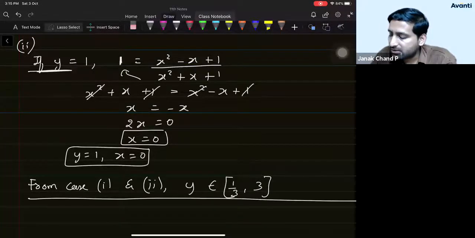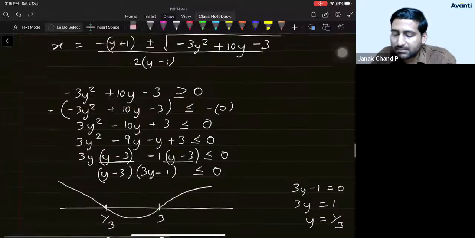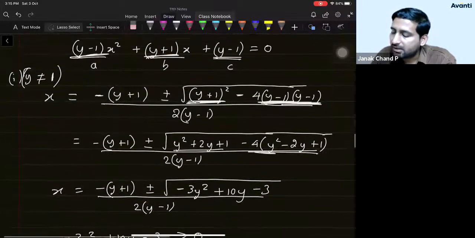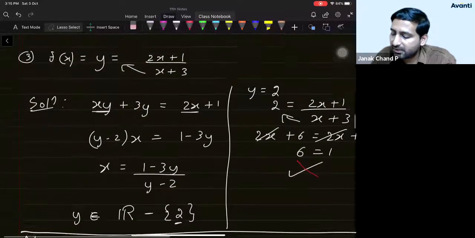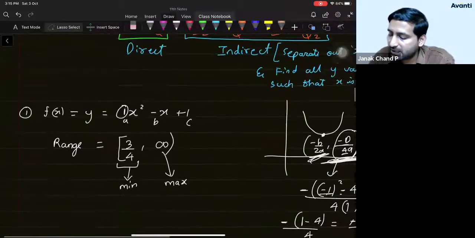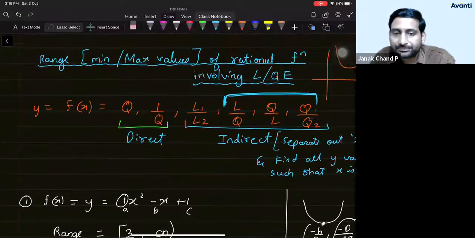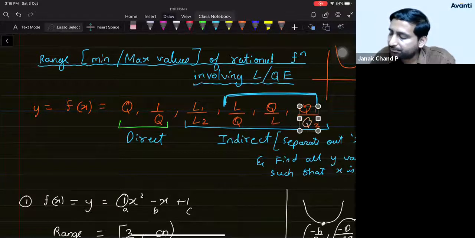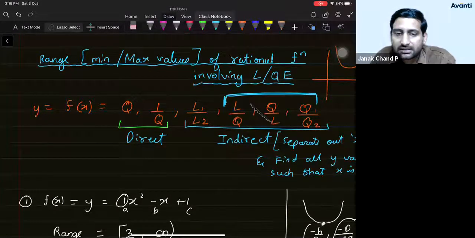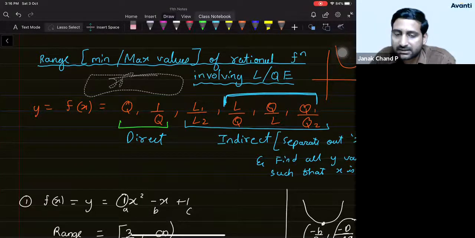Okay, fine students. So this is how you will find the maximum and minimum value of all the possibilities of a rational function in which you may get one of these categories. I have not solved any example of linear by quadratic or quadratic by linear. Those questions will be exactly similar to this. When you try to cross multiply this, you will get a linear on the left side. There's already a quadratic on the right side.